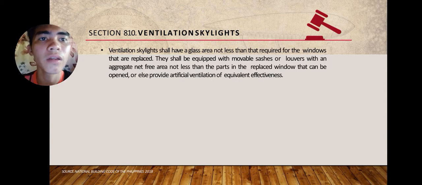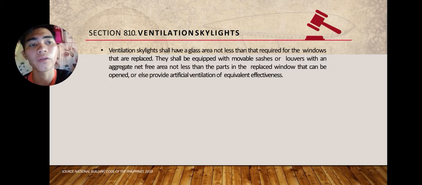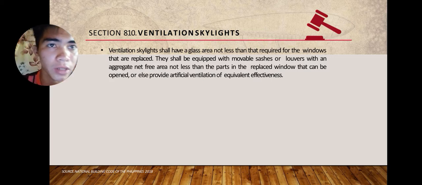Section 810, ventilation skylights. So, the ventilation skylights shall have a glass area not less than that required for the windows that are replaced, shall be equipped with movable sashes or louvers with an aggregated net-free area not less than the parts in the replaced window that can open, or else provide artificial ventilation of equivalent effectiveness. So, mao na siya ang ventilation skylights requirement.